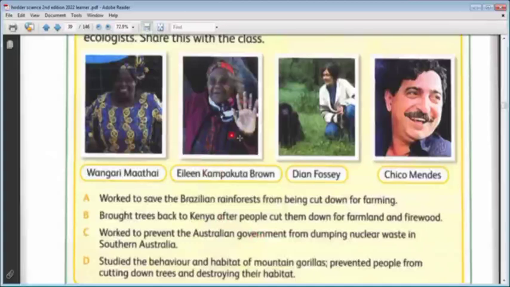This woman prevents the Australian government from dumping or throwing this nuclear waste in southern Australia. She prevents them from doing this. This nuclear waste would make southern Australia very polluted. It has a bad effect on this environment. So the first one is Wangari Maathai, and the second woman was Eileen Kampakuta Brown.